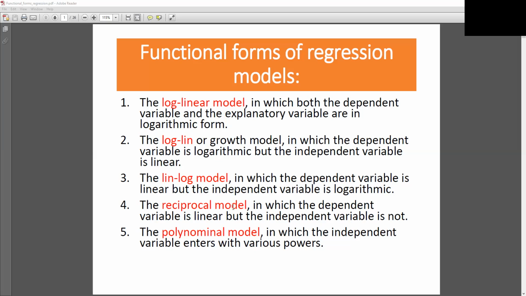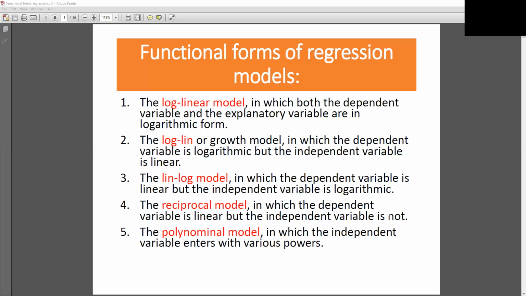Then the reciprocal model, in which you see the dependent variable is linear, but the independent variable is not. So linearity is only in the case of the dependent variable, but the independent variable is not. We know about the OLS assumptions. We need to ensure linearity only in parameters. Whether the variable is linear or not linear, it is not of any significance to us. We mean a model is linear if the parameters in it are linear.